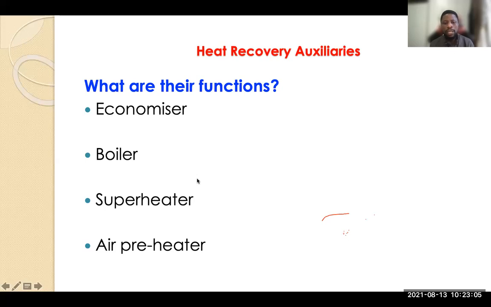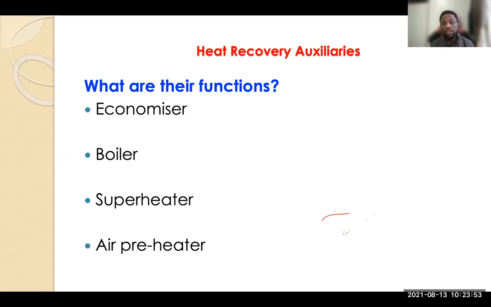So if it's an additional support and help, what would be the general function? The general function would be to enhance the efficiency. So it means that your boilers will work. So if we look at the four things that I've stated here, we should actually say that economizer, superheater, and air preheater should be the auxiliaries, because boiler is the major component. So as Overking said, those are additional support. It means your boilers can function without them, but the efficiency will be lower without them.